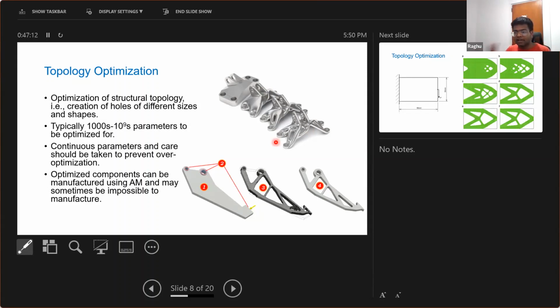Since it is a space structure, you have enough money to do additive manufacturing. So now you can save so much on fuel that with the same amount of fuel with which you are going to the moon, you can end up going to Mars. So it has tremendous applications in such situations. So this is another example.